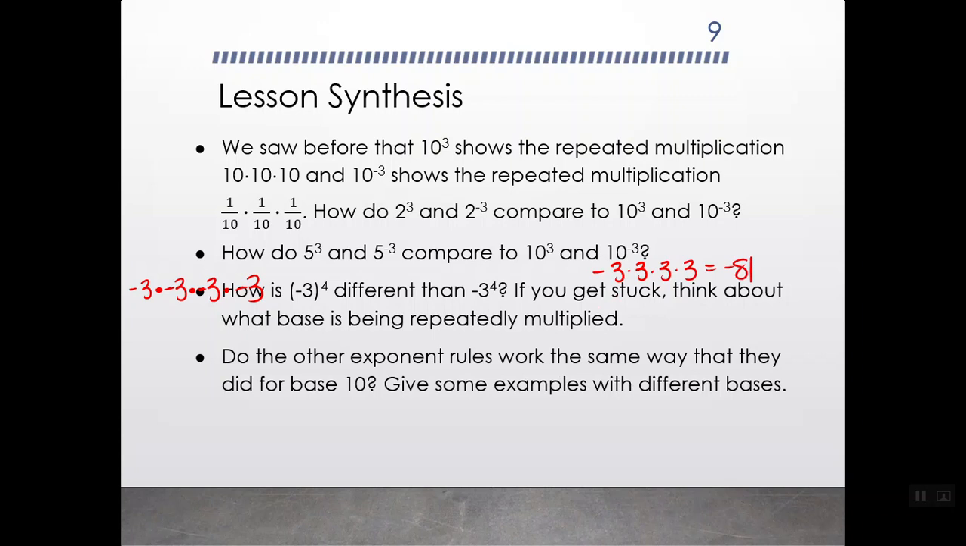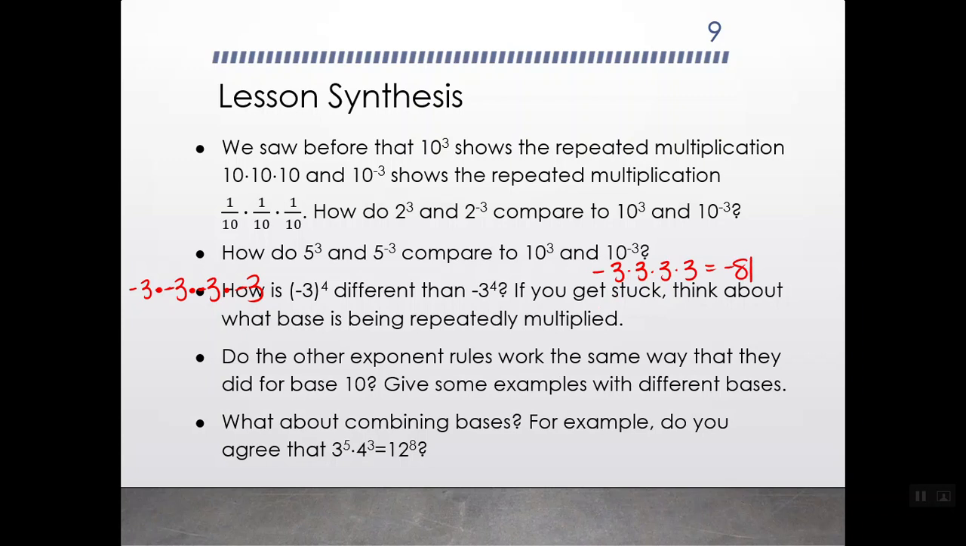Do other exponent rules work the same way that they did for base 10? Give some examples with different bases. So all of the exponent rules will work with any base, variables, or other number bases besides 10. All of our rules will work.